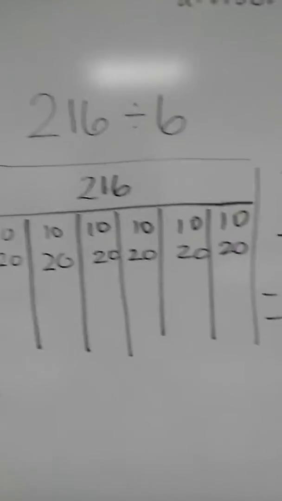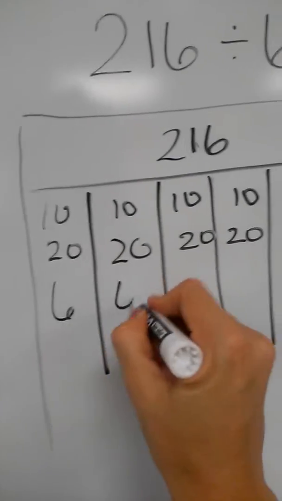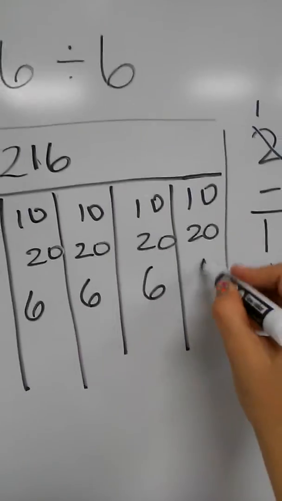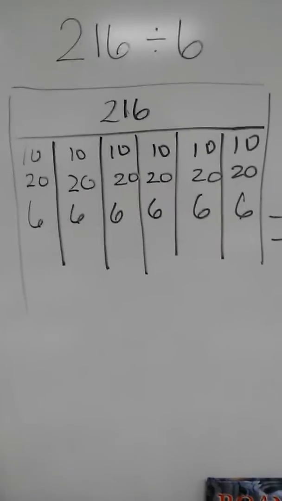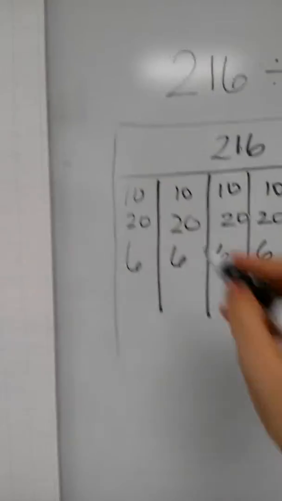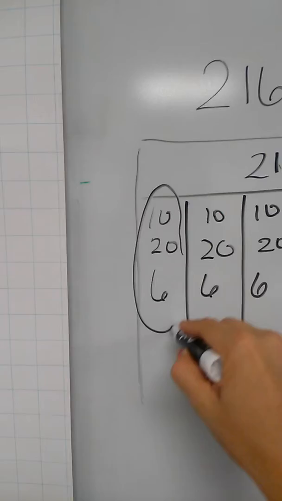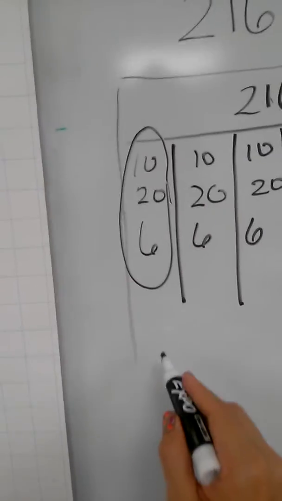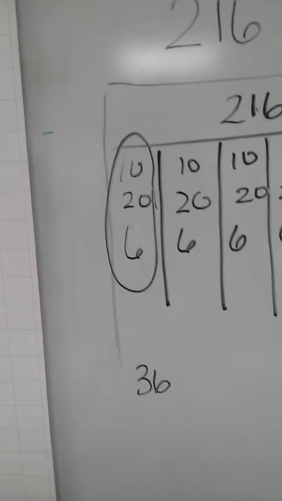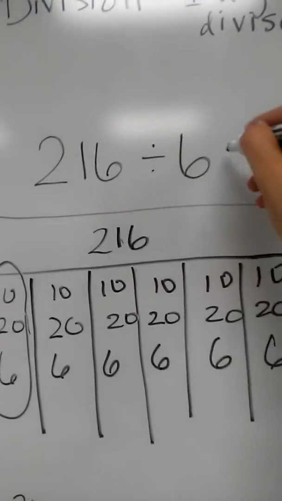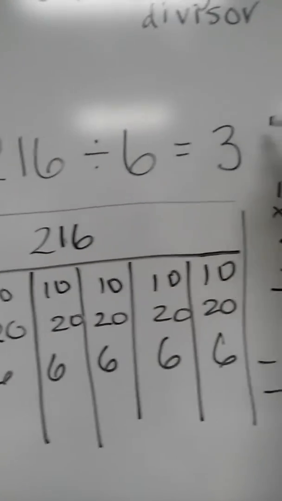And now I know that 6 times 6 is 36, so I know I can pass out 6 groups of 6. I just passed out 6 groups of 6. That's 36. So now I've passed out all 216. My answer is in one of the columns. One of these groups of 6 is 36. So the answer to my problem, 216 divided by 6, is 36.